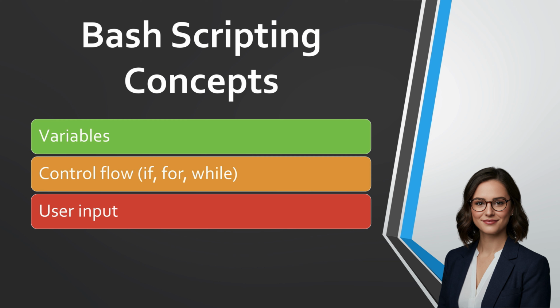Bash scripting allows you to do much more than just run a sequence of commands. You can use variables to store and manipulate data, control flow structures like if statements and loops, like for and while, to make decisions and repeat actions, and even accept user input. For example, a simple script might take a file name as an argument, create a backup, and then compress the original file. Learning the basics of bash scripting opens up a world of automation possibilities.